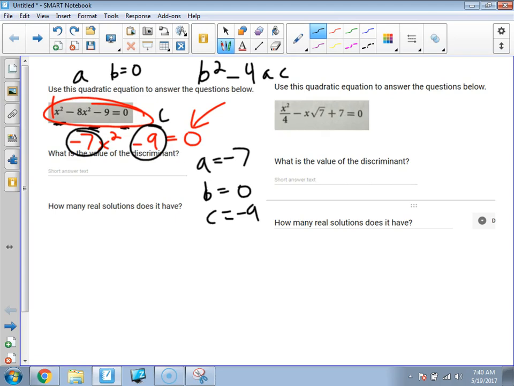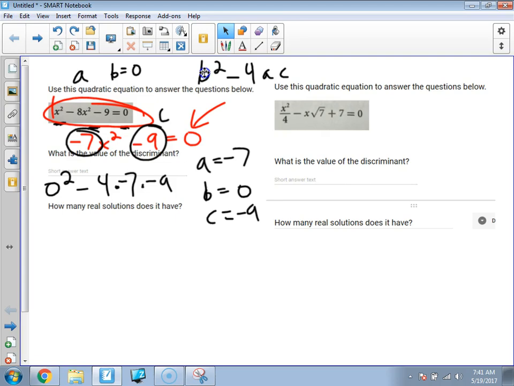And then we calculate b squared minus 4ac. What is b in this problem again? 0. So I'm going to put down 0 squared minus 4 times a. A in this problem is negative 7. C in this problem is negative 9. And I simply calculate this. That will give me the value of the discriminant. Let's do the multiplication first: 4 times negative 7 times negative 9.